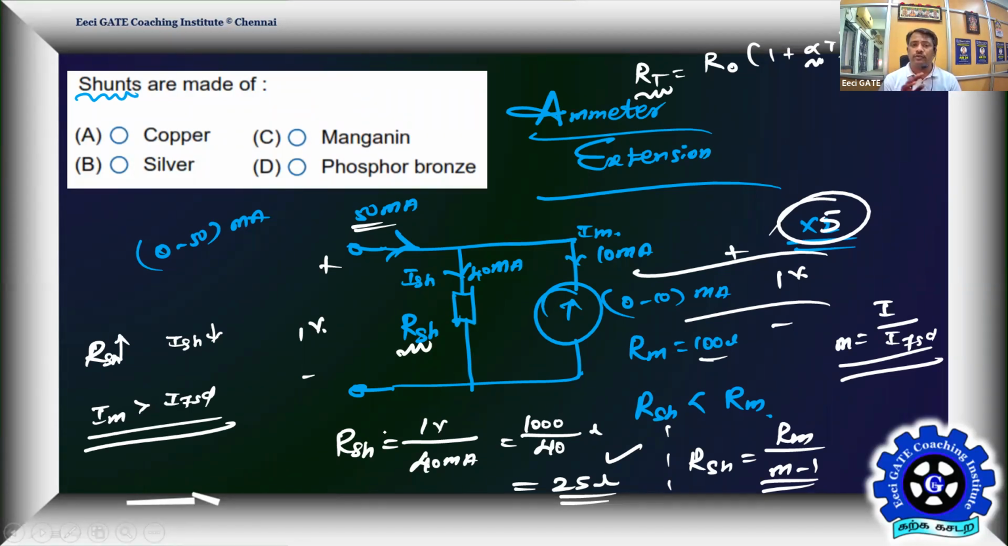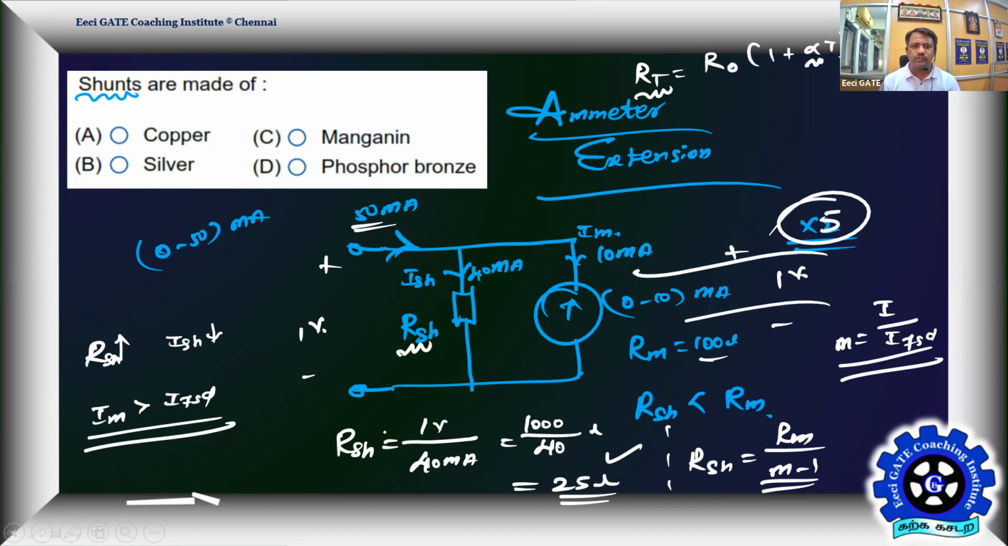Therefore, to ensure the safety of the instrument, the current through the instrument should never be beyond the full scale deflection current. At any cost, we need to protect our instrument first. Once the instrument gets damaged, we can't make any measurement. Therefore, you should never allow a current through the instrument more than what it is capable of, the full scale deflection current.